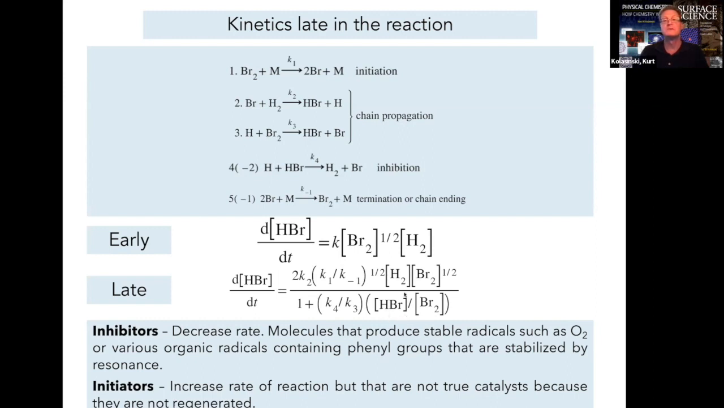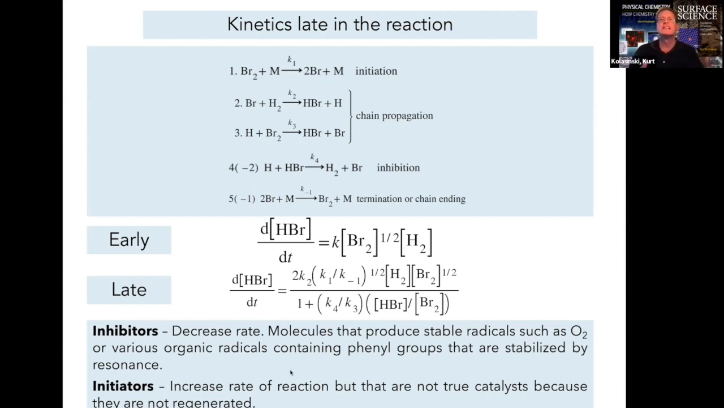And sure enough, with that inhibition step, we see that the concentration of the product, HBr, appears in the denominator. So as the concentration of HBr increases, the rate of production of HBr goes down. HBr is acting as an inhibitor. An inhibitor decreases the rate. In this case, it's one of the products that's acting as an inhibitor.